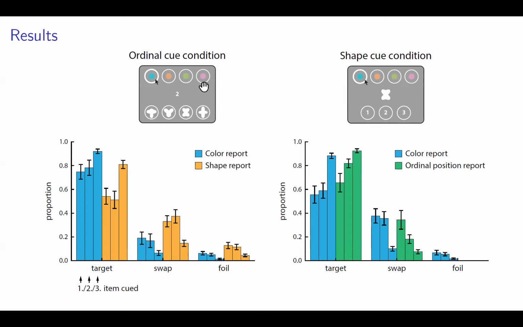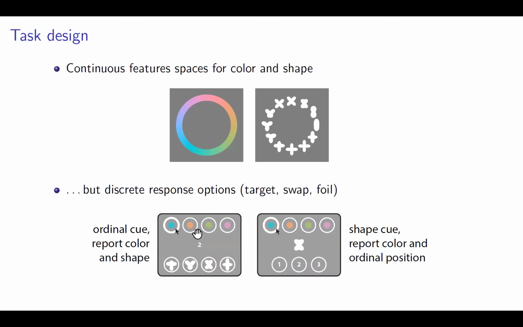Swap responses, meaning selecting one of the features that was there but didn't belong to the queued target item. I should have mentioned that here. So the options were always the target, of course, the 2 other features that were present, and a foil feature, so a color or shape that wasn't actually present in the display. For the ordinal position, of course, there wasn't a foil because participants knew that there were 3 items.